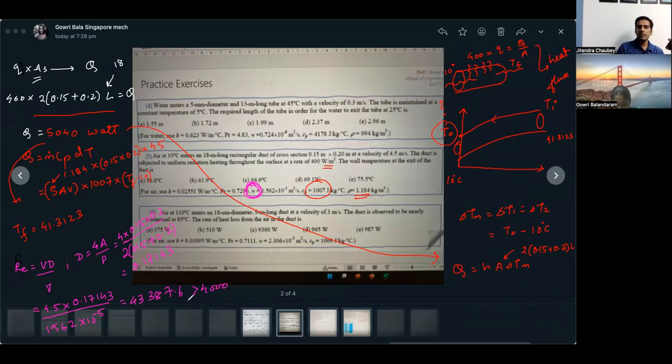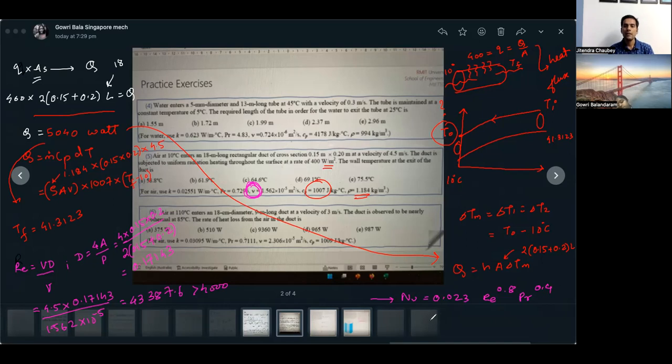Okay, Re is done. So we can use the Nusselt number equation for turbulent flow: 0.023 Re raised to 0.8 and Pr raised to 0.4. Are you sure? Heating, right? 0.4 or 0.3? 0.4 for heating. Yes, air is getting heated from 10 to 41, so it will be 0.4.